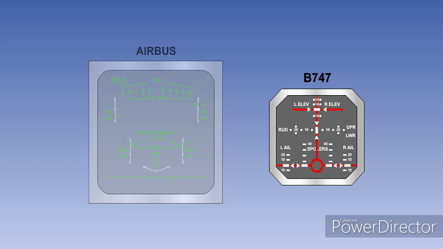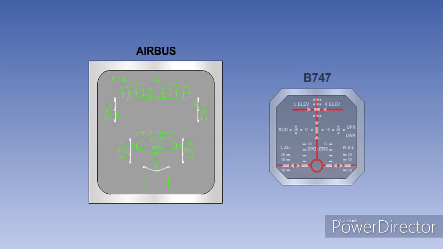The older electromechanical indicator for the 747 is quite simple and self-explanatory, but rather limited in what it can display. The electronic indication on the Airbus Electronic Centralized Aircraft Monitor, ECAM, on the other hand, is able to display a wealth of information.